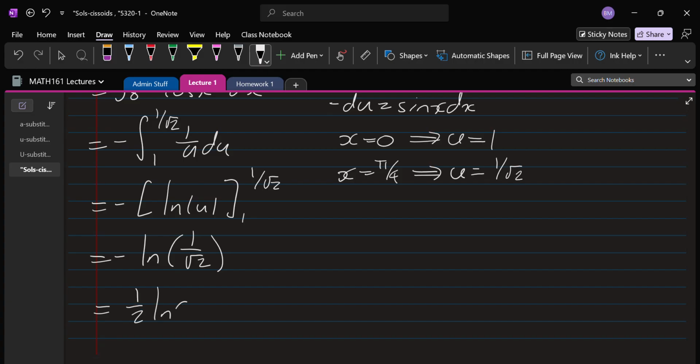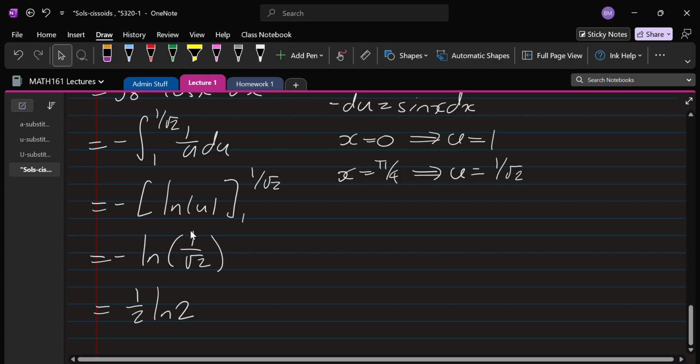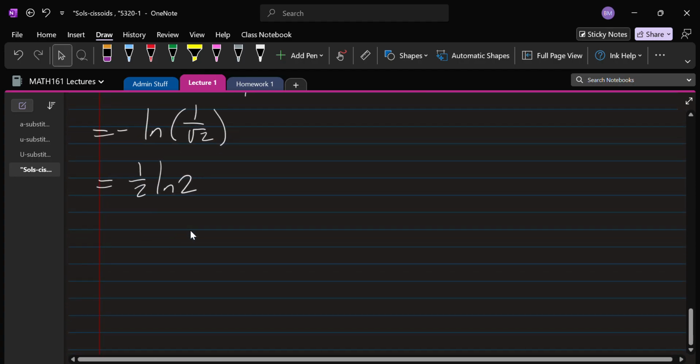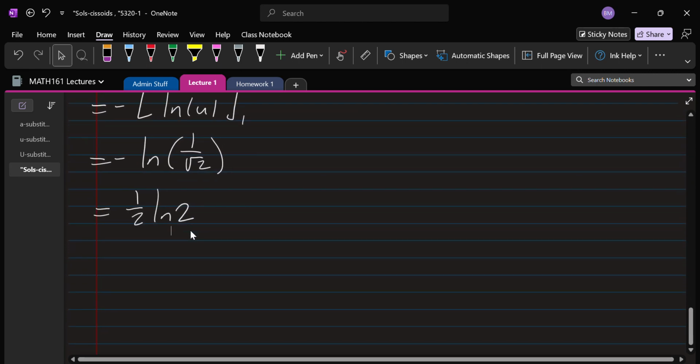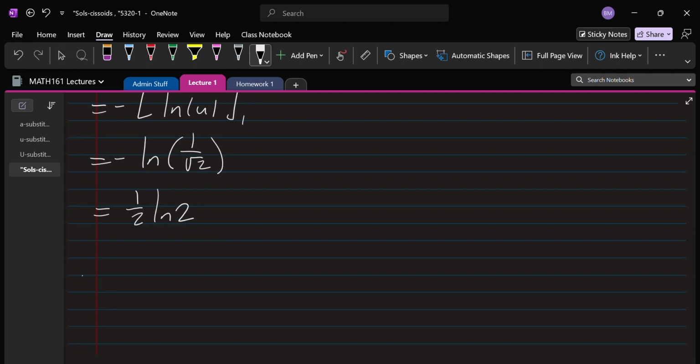That will be minus the natural log of 1 over root 2, minus natural log of 1, that's 0. We can leave it out. You can simplify further, that's not really needed, but we end up with 1/2 natural log of 2. Not needed, but if you want to simplify, you can do that.